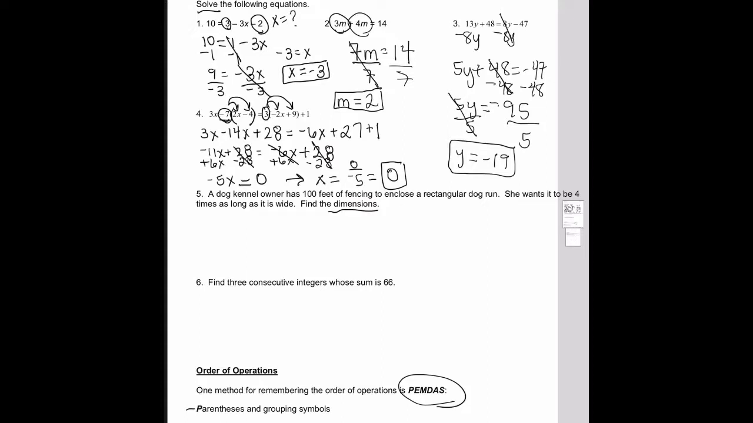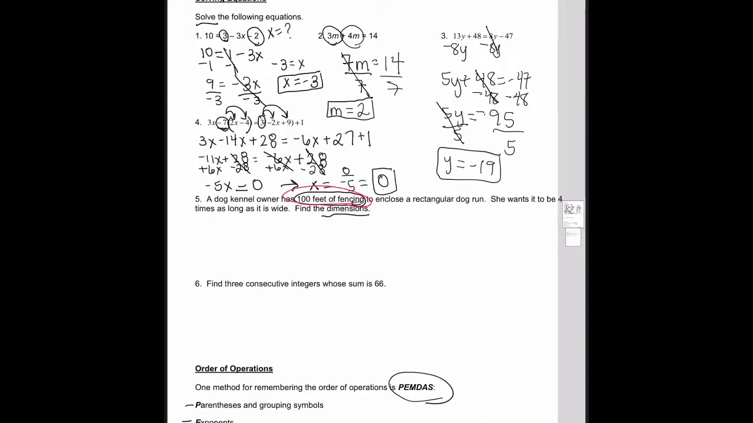Next, let's pick out the important pieces of information. We have 100 feet of fencing, okay? Here, I'll actually do that in red. 100 feet of fencing, okay? And she wants it to be 4 times as long as it is wide. Okay, so here are the important pieces of information.